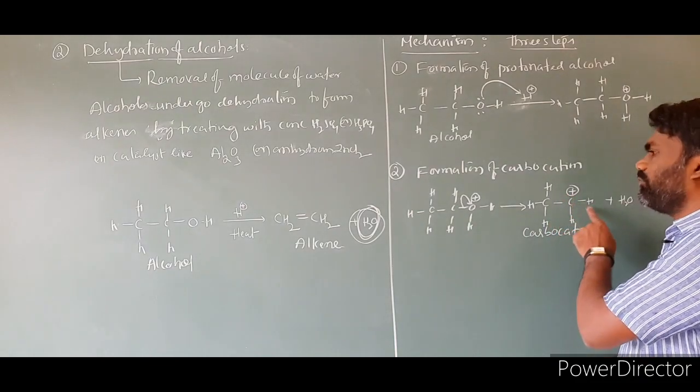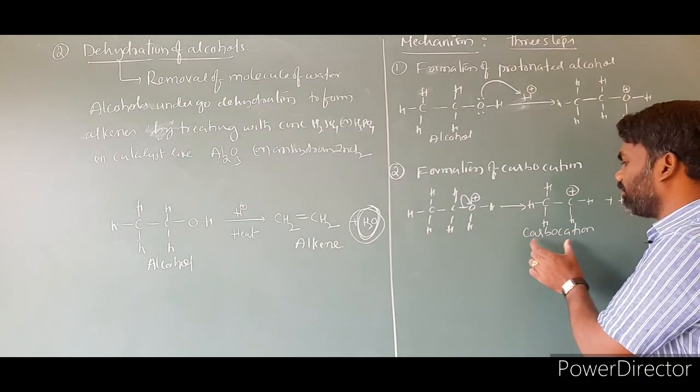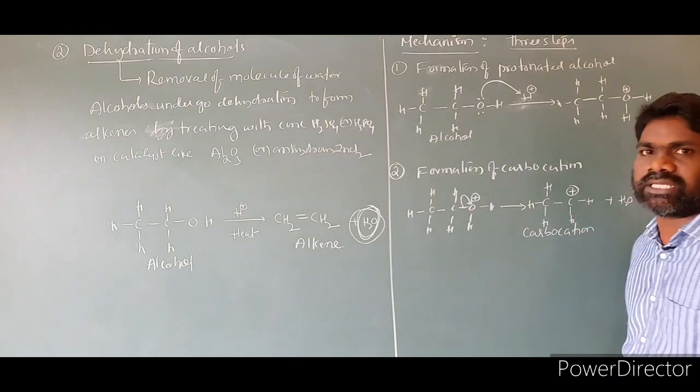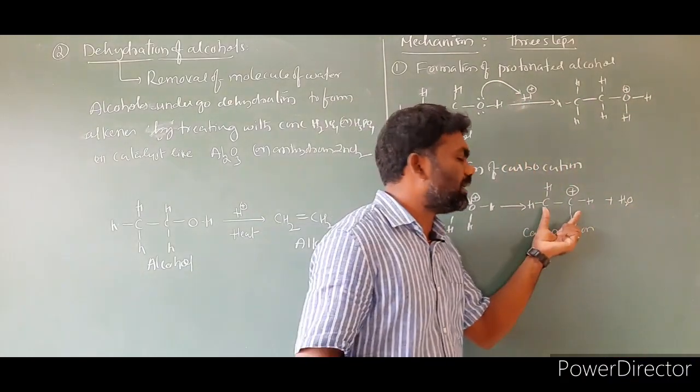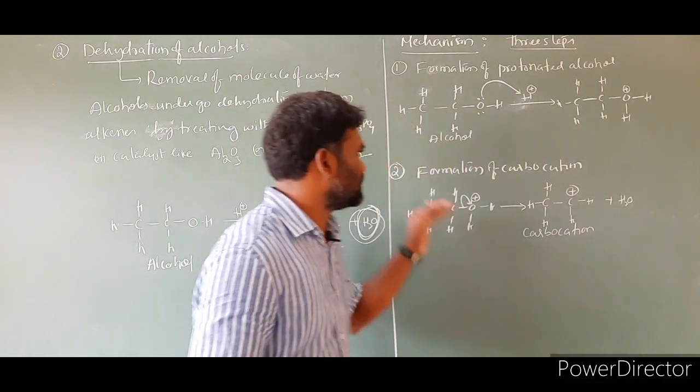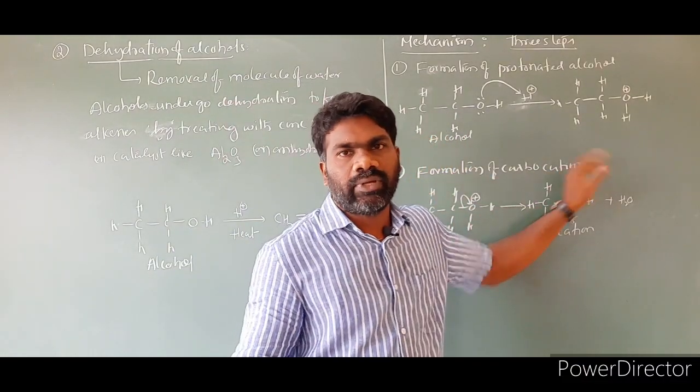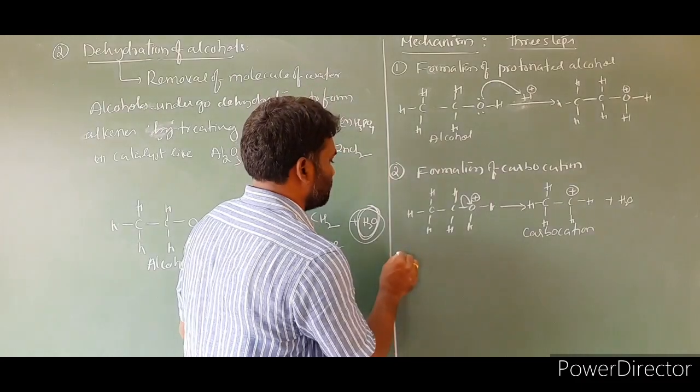Simply, carbon with positive charge is called a carbocation. Carbon with positive charge in a molecule is called a carbocation. This is the second step, formation of a carbocation. Step number 3.